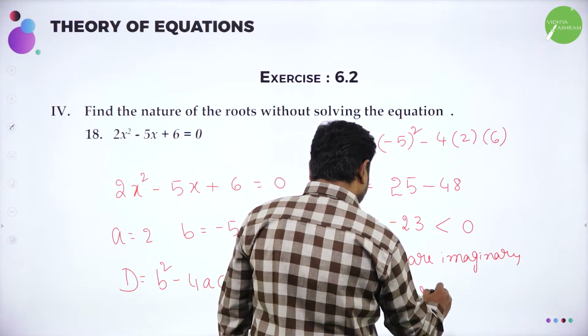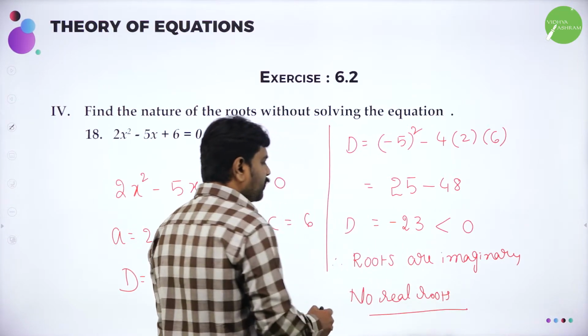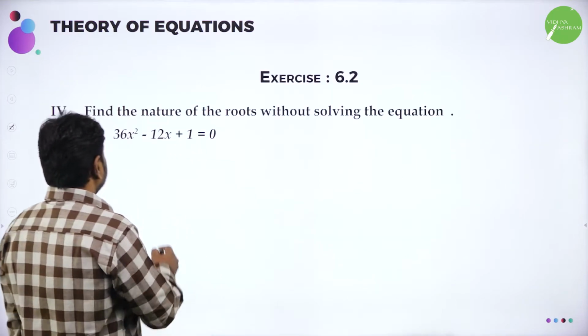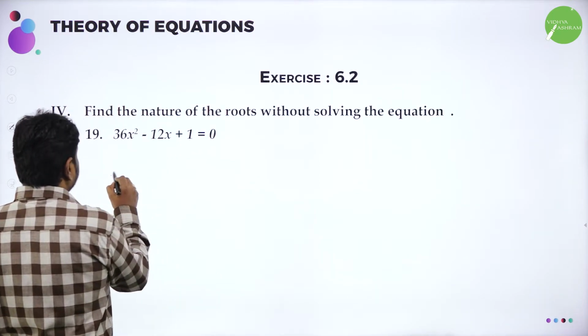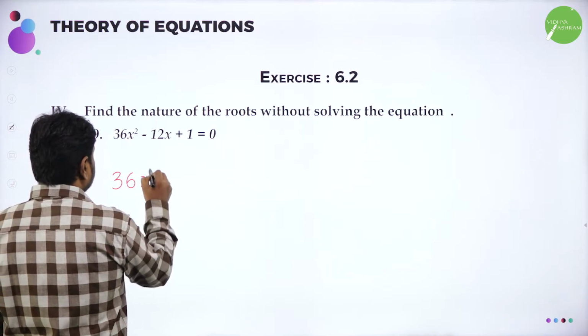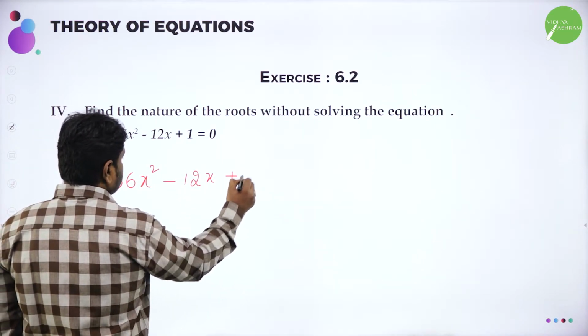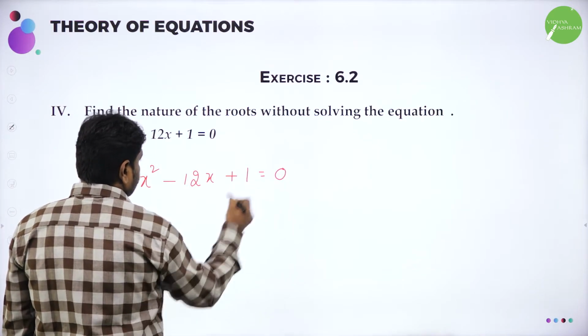We don't have real roots. Both the roots are complex, or we can also say imaginary. Then 36x square minus 12x plus 1 equal to 0.